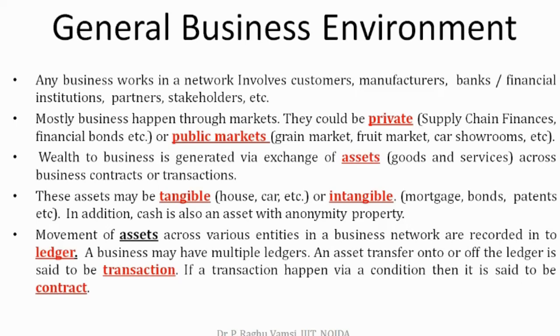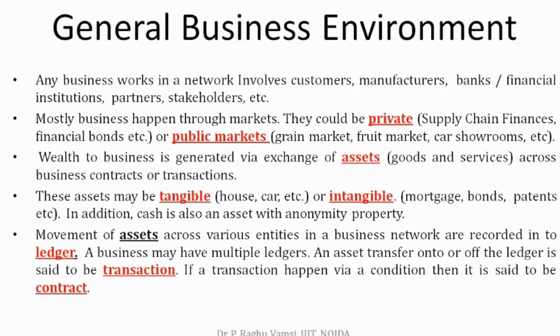Tangible means that you can see and visualize, like a house or a car. Intangible means that you cannot see, only you can imagine, like mortgages, bonds, patents, this kind of things. So the movement of assets across various entities in a business network is recorded into a ledger. It is just like how a security person at the gate will record who is coming inside and who is going out, what is the time in, what is the time out.